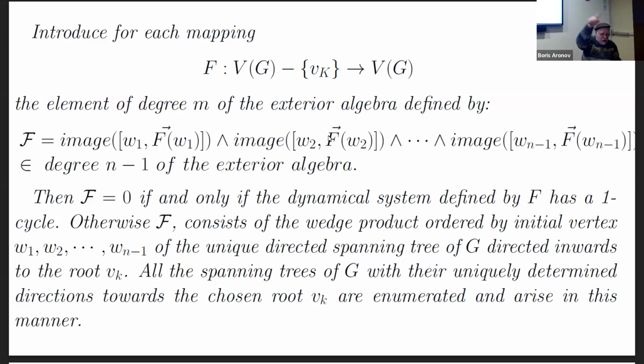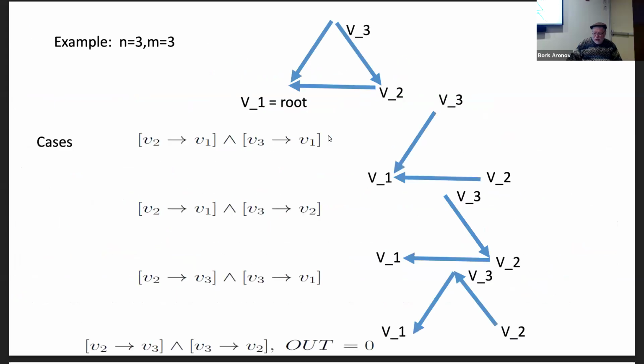If it has a cycle in it, a loop, this is going to disappear in the exterior algebra. Whereas if I don't have a cycle in it, it's going to show up. So otherwise, in other words, F consists of the wedge product ordered by the initial vertex of the unique directed spanning tree of G directed inwards to the root VK. So all the spanning trees of G with their uniquely determined directions toward the chosen root will be enumerated and arise in this manner.